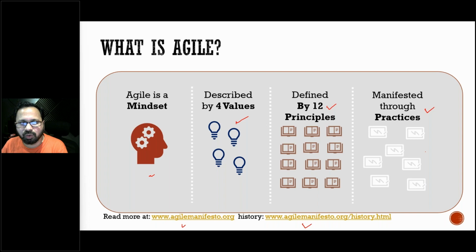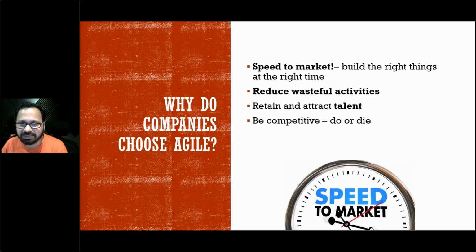Now, why do companies choose to be agile? Basically, change is constant, and companies need to be able to respond to customers faster than their competitors. So basically, speed to market, reduce wasteful activities, retain and attract talent, be competitive in the market, do or die. Okay, survival, right? That is the reason the organization needs to implement agile.